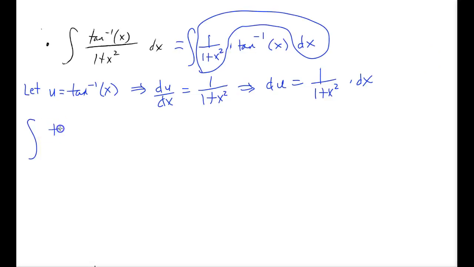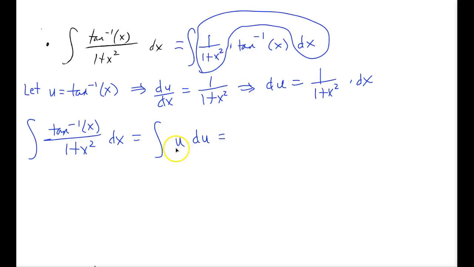Therefore, we know that the indefinite integral of tan inverse of x divided by 1 plus x squared dx is just going to be the indefinite integral of... not writing tangent there, we're replacing that. We know that tangent inverse of x now is just u, and we know that 1 over 1 plus x squared dx is just going to be du.